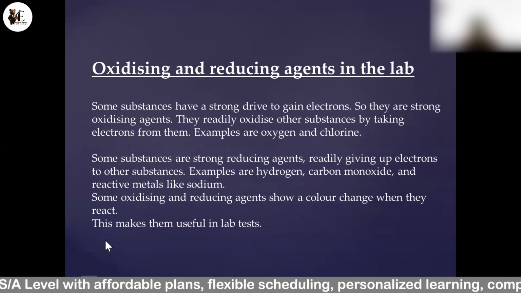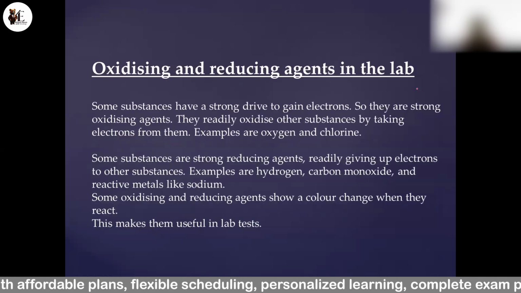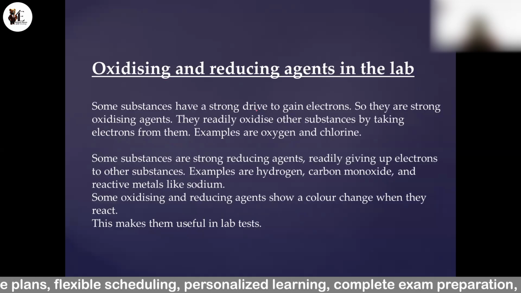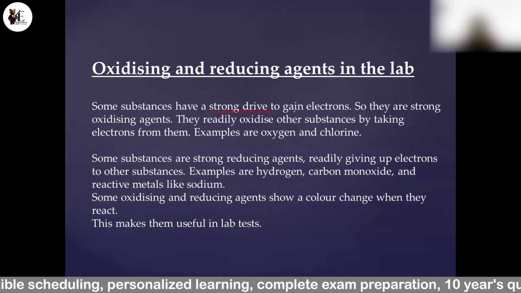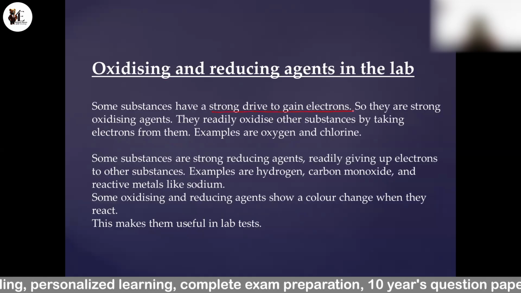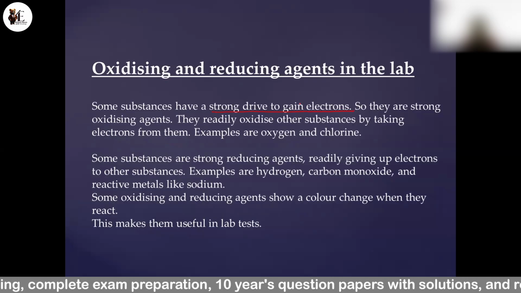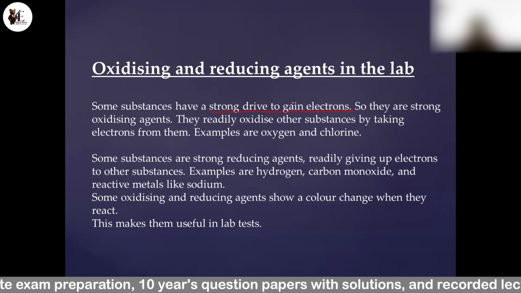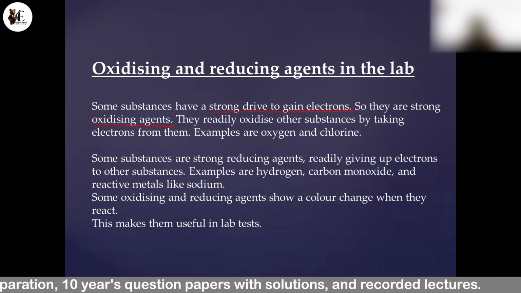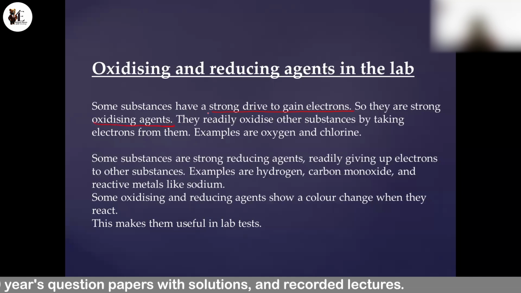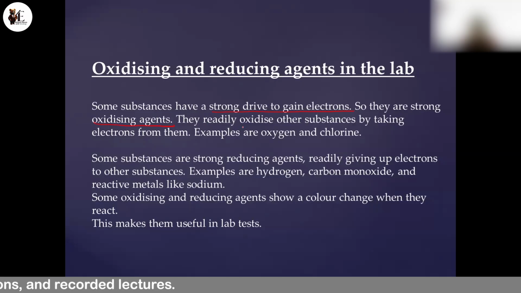Now in the laboratory, there are some oxidizing and reducing agents we use. Some substances have a strong drive to gain electrons. So gaining electrons means reduction. Reduction is gain of electrons. Reduction means they are acting as oxidizing agents. So some substances have a strong drive to gain electrons, so they are strong oxidizing agents. Oxidizing agents oxidize other substances by taking electrons from them.